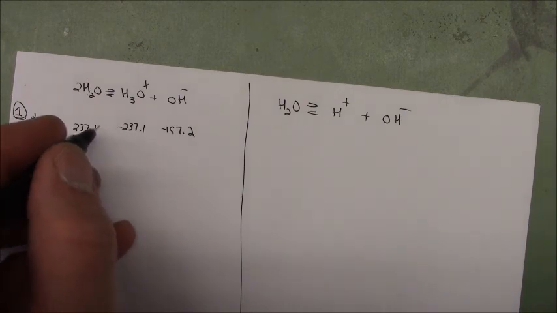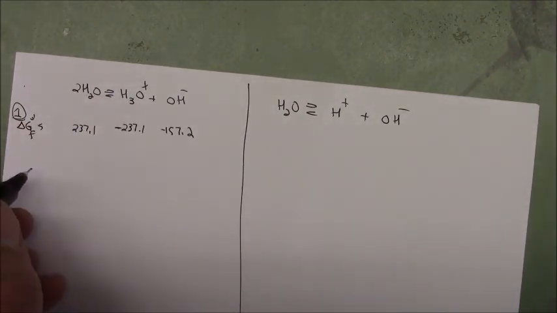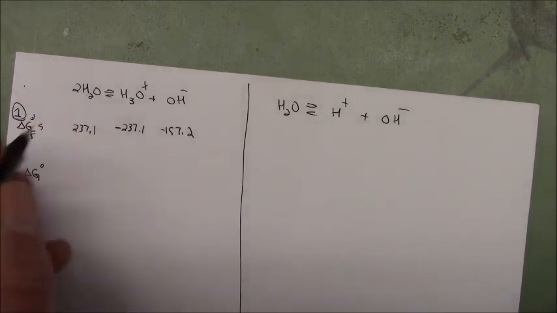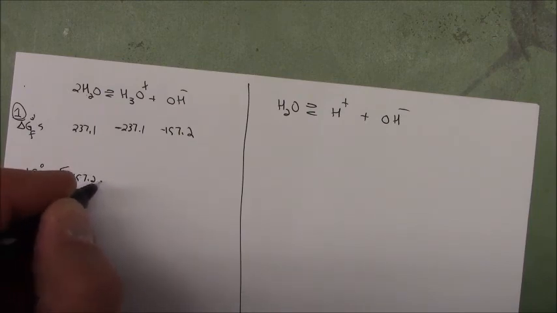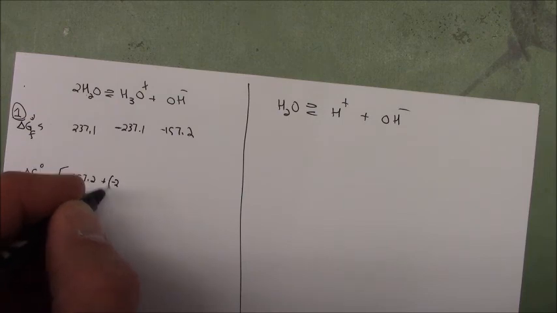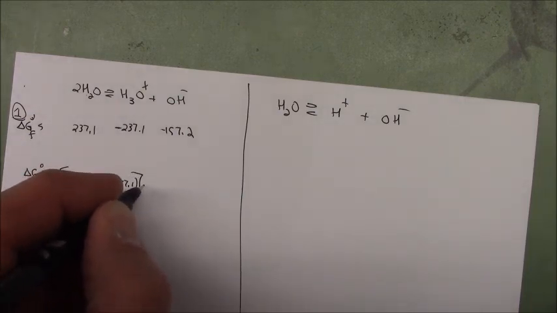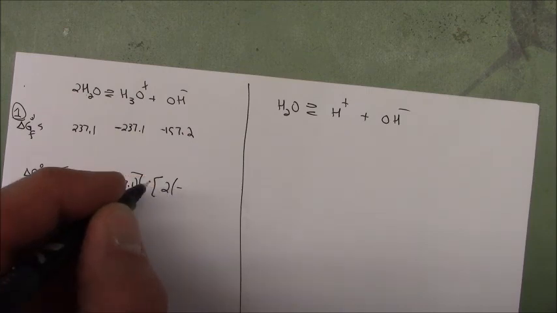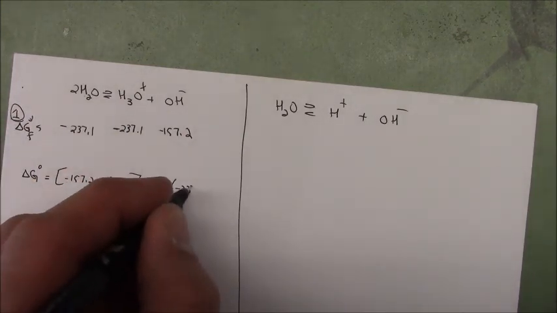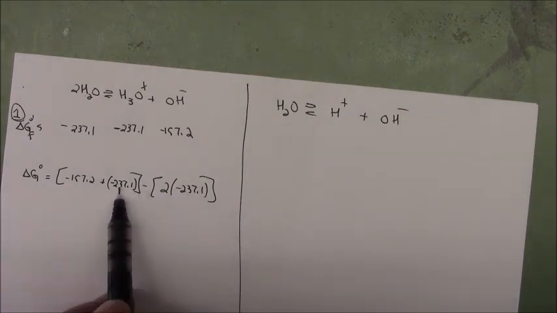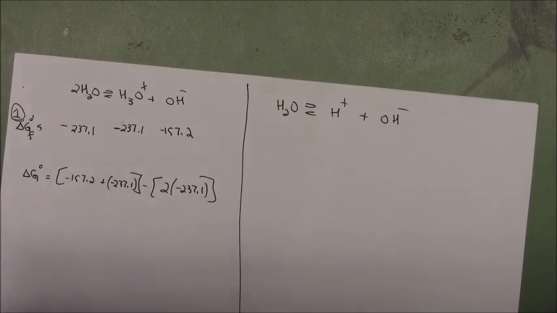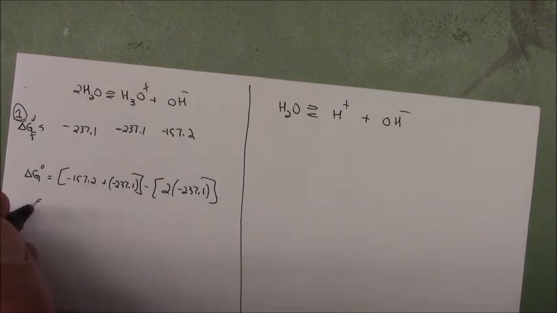Is this right? I'm looking at this, it just seems weird. So anyway, if I do this, the delta G naught of this balanced reaction would be 157.2 plus negative 237.1, subtract off 2 times negative 237.1. So you can see how there's 2 of these now. It's going to kill this off, making it 0. You have 1 of them over here. So we get positive 79.9.